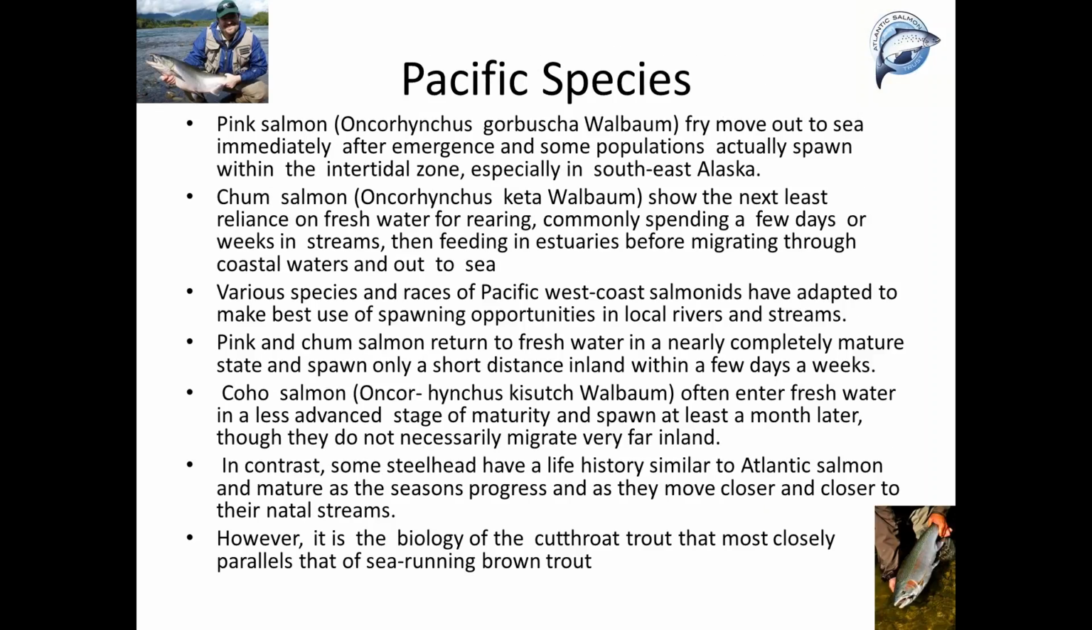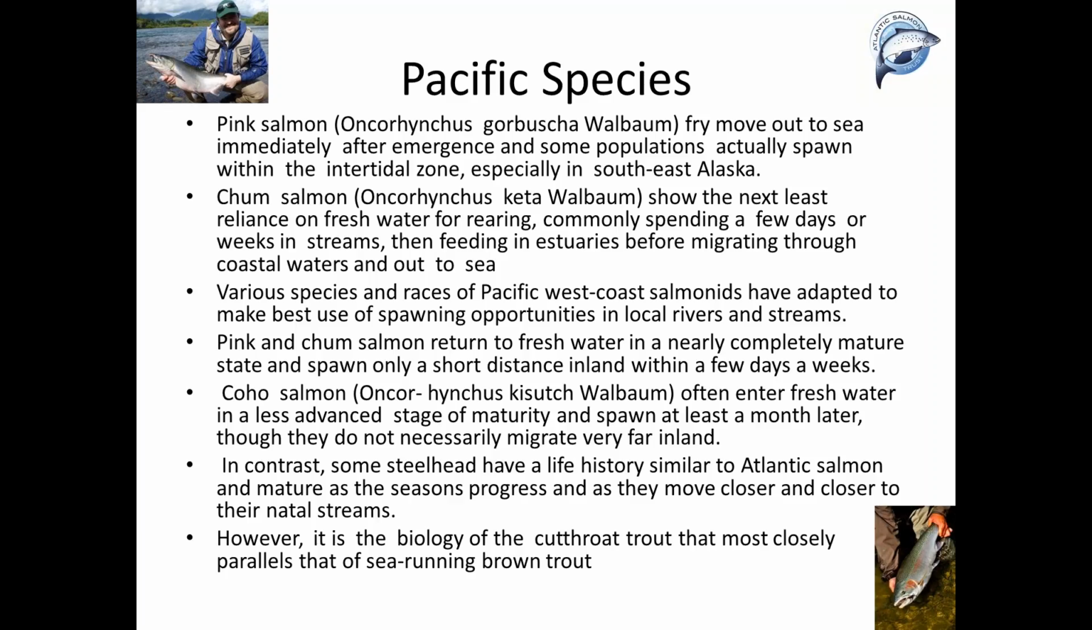So in terms of pink salmon, the fry move out to sea immediately after emergence, again mimicking what we saw earlier, and some populations actually spawn within the intertidal zone. The chums then show the next least reliance on fresh water for rearing, and they spend maybe a few days or a few weeks in the streams and feed then the estuaries before migrating back out to sea. So what we're seeing is the Pacific West Coast salmonids making the very best use of the habitat they have available. Why should not our sea trout have done exactly the same in the past?